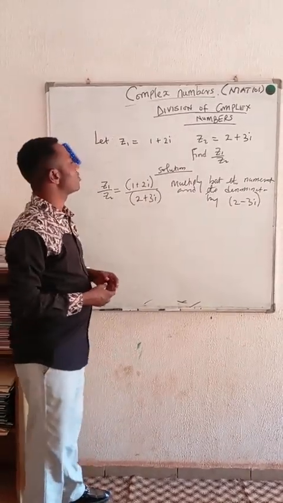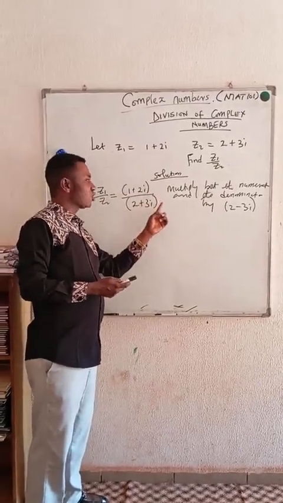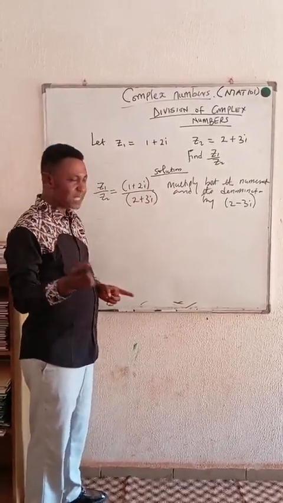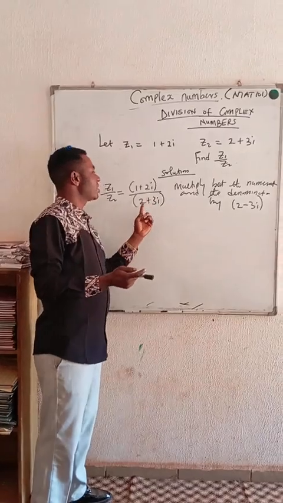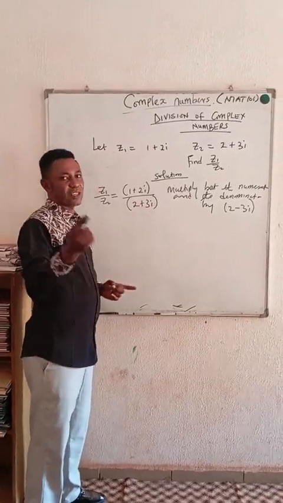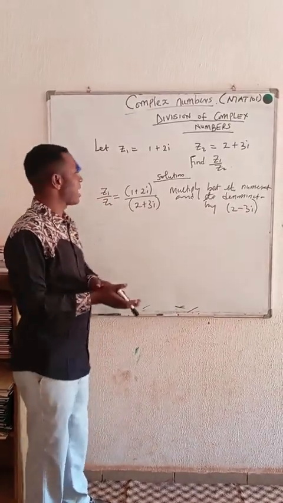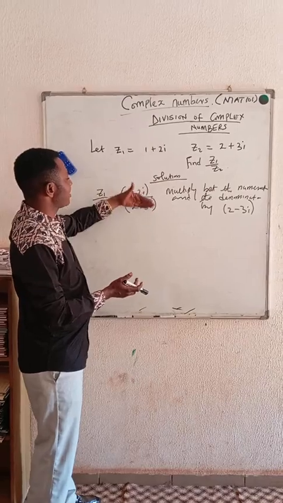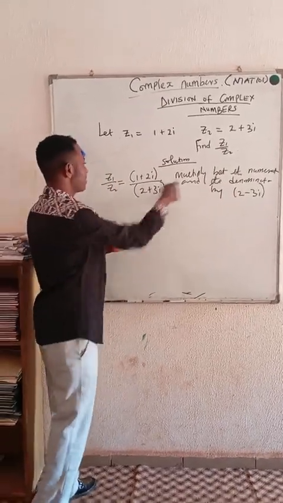And the next thing to do is we are going to multiply both the numerator and the denominator by the conjugate of the denominator. What's the conjugate of the denominator? Since we have 2 plus 3i, the conjugate becomes 2 minus 3i. So we'll be multiplying both the numerator and the denominator by the conjugate. That is why I wrote this.